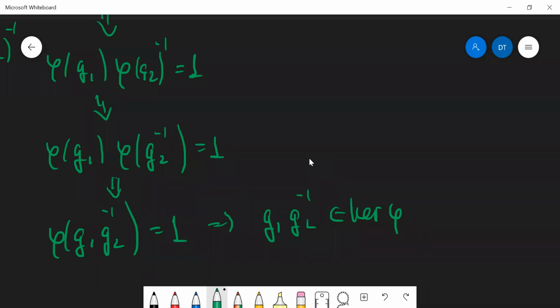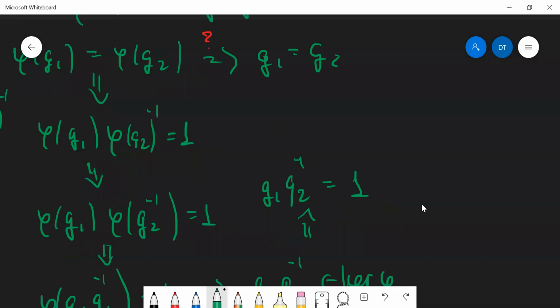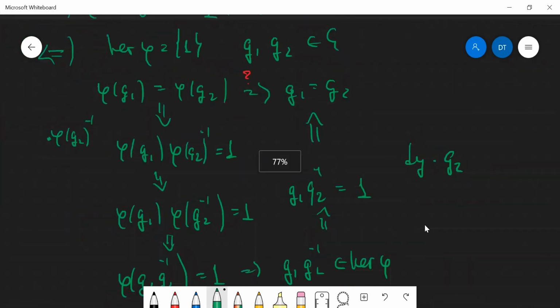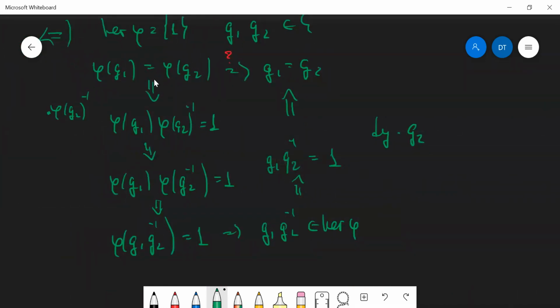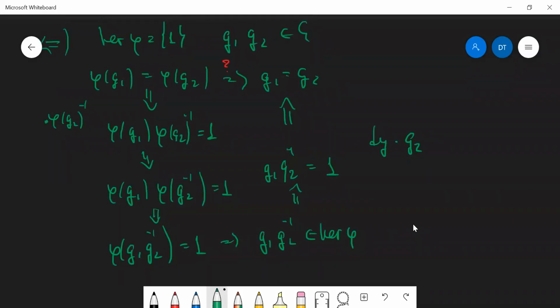So now we know that g1 g2 inverse is in the kernel, but this means that g1 g2 inverse is equal to 1 because the kernel consists of one element only. And now we multiply by g2 on the right, and we will get what we need. And that's how the proof works. So just go here, and the result is what we need. Are there any questions?